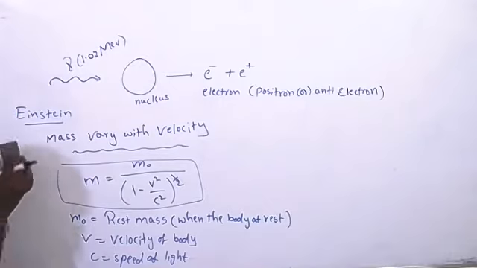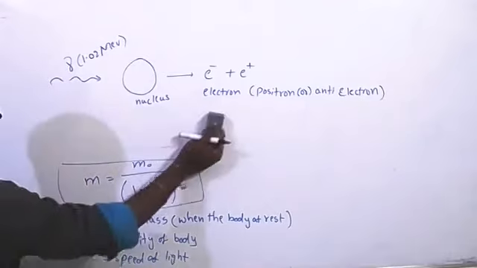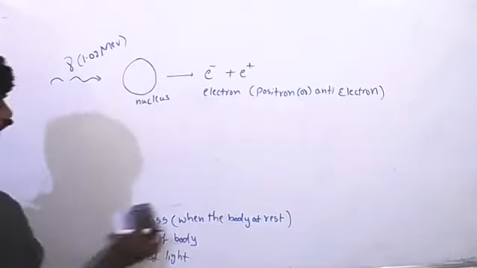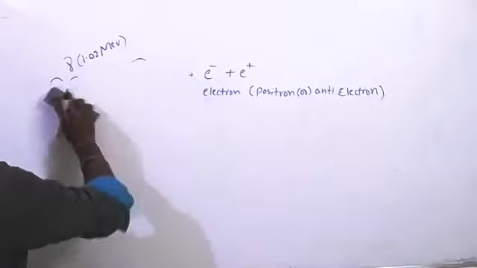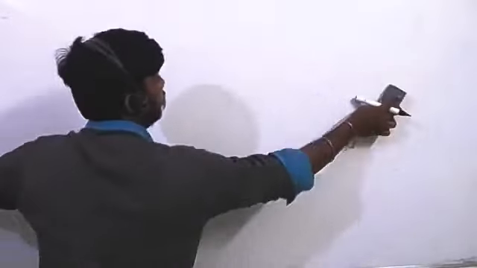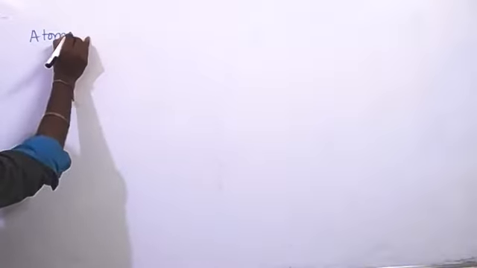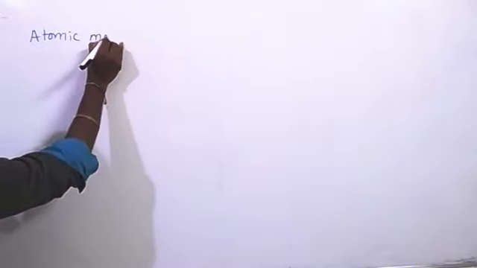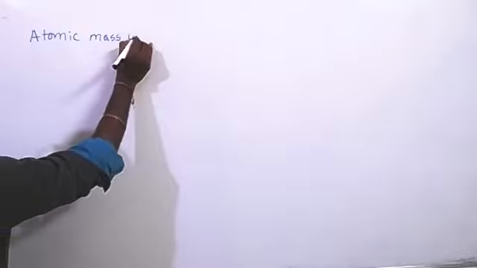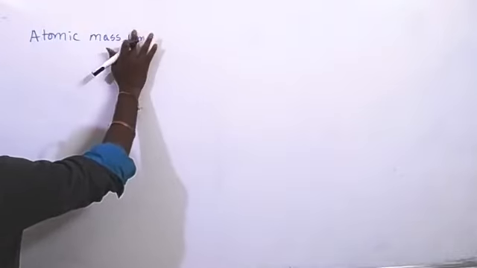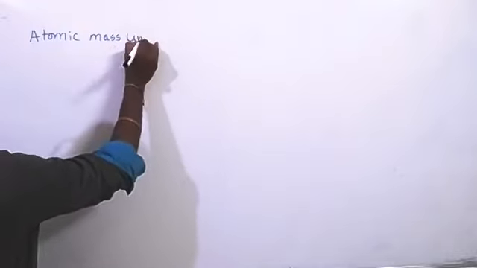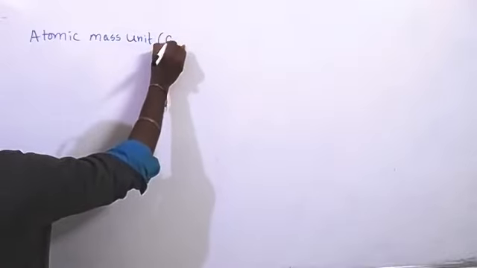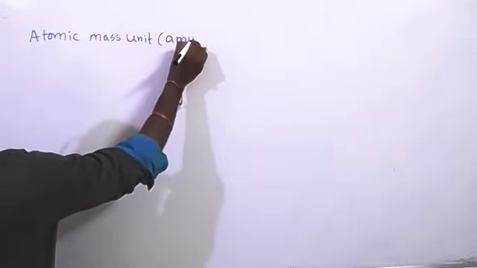So this is about the mass varying with the velocity according to Einstein. So keep that in mind. Now look at this. What is AMU? Atomic mass unit. That is called AMU.